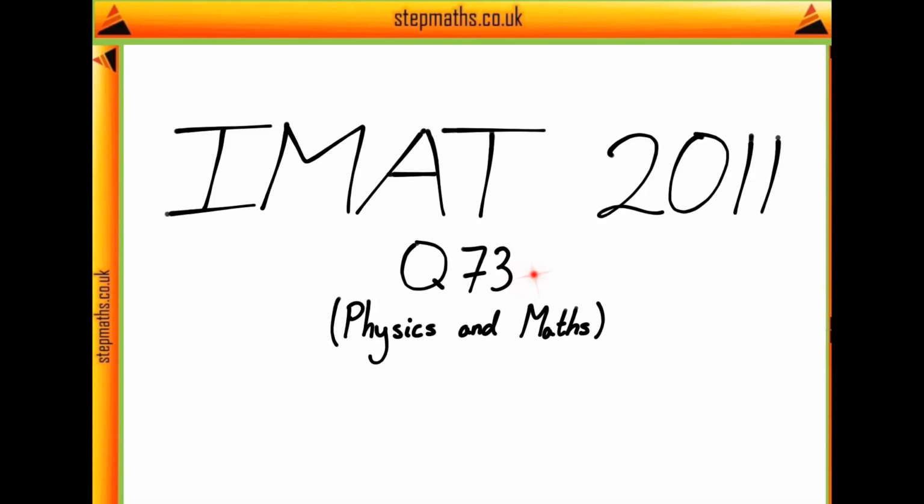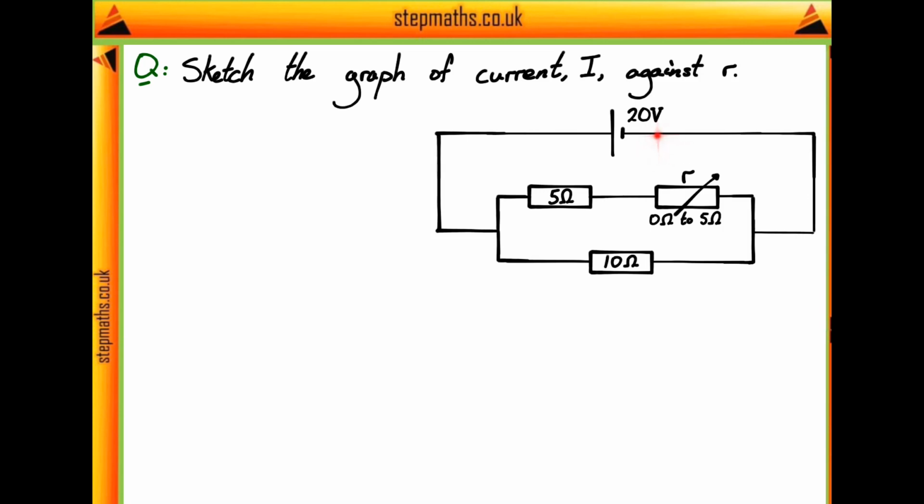Here we're going to look at question 73 from the IMAT 2011 paper. In this question we're given the following circuit, which has a 20 volt battery connected to 3 resistors, a 5 ohm resistor, a 10 ohm resistor and a variable resistor with resistance R which can go between 0 and 5 ohms.